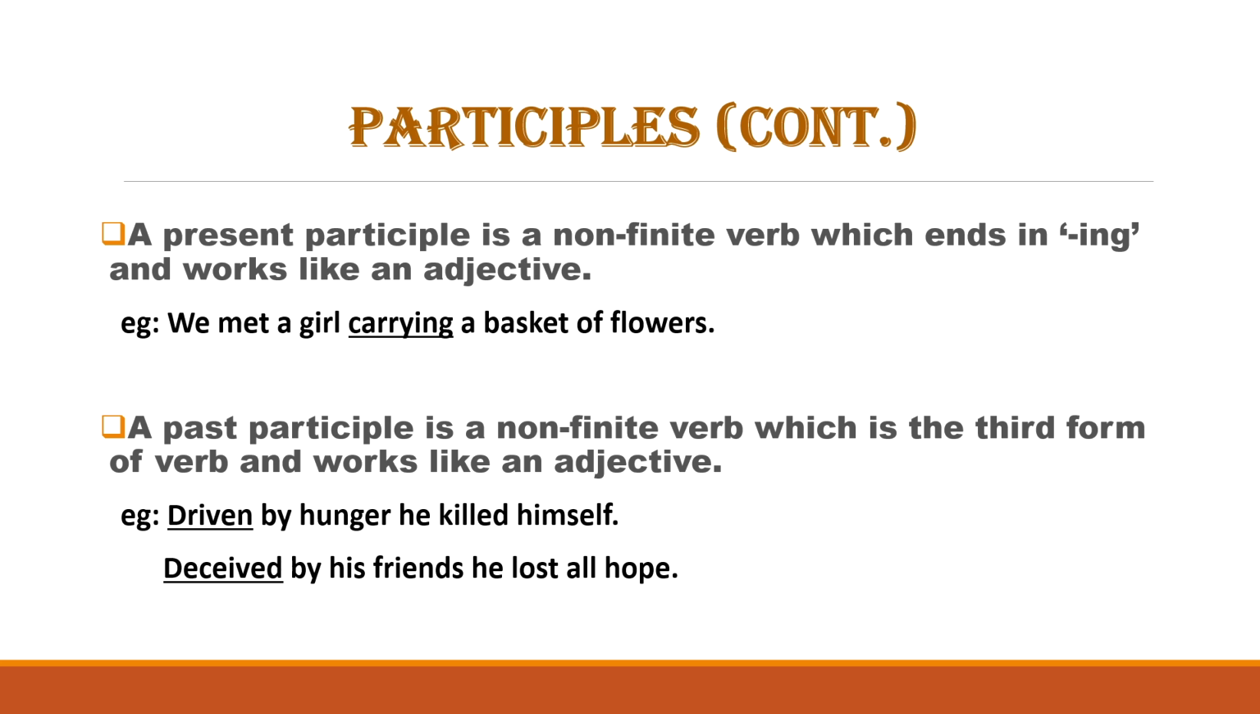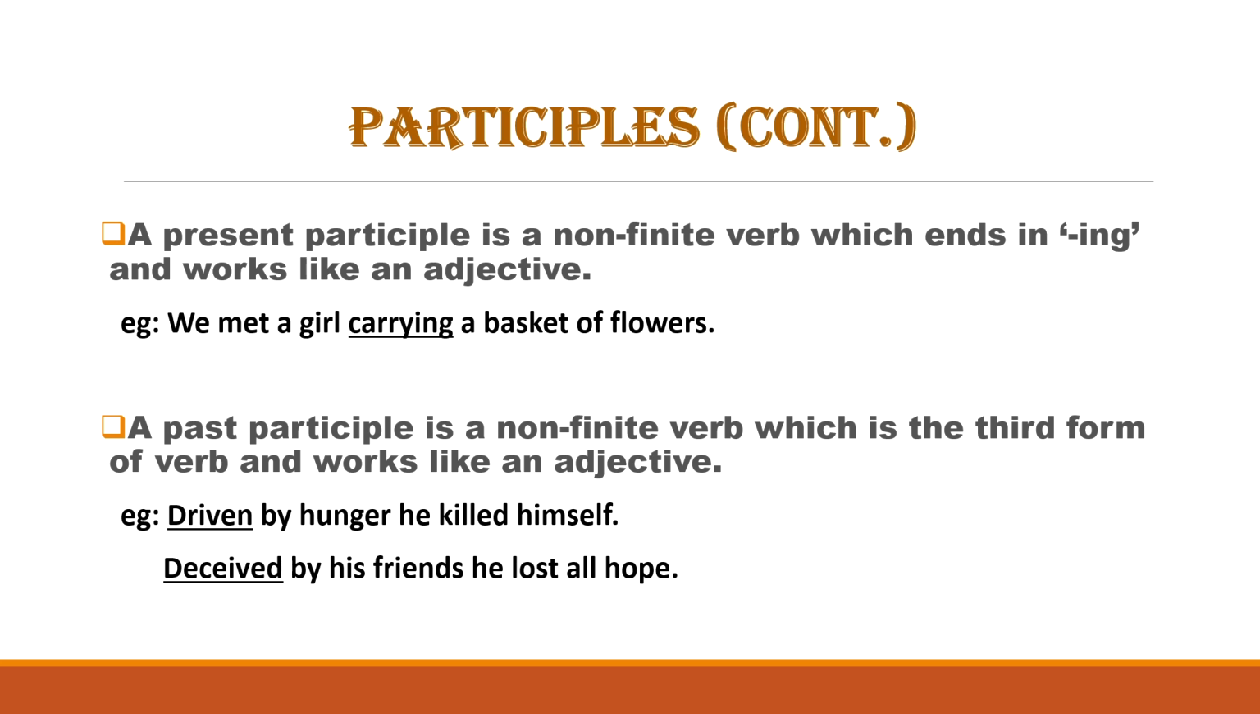Now, moving on, next is a present participle. A present participle is a non-finite verb which ends in ing and works like an adjective. So, basically the participle which is formed from the verb after adding ing at the end is called present participle. It represents an action as going on or an incomplete action or state. For example, we met a girl carrying a basket of flowers.